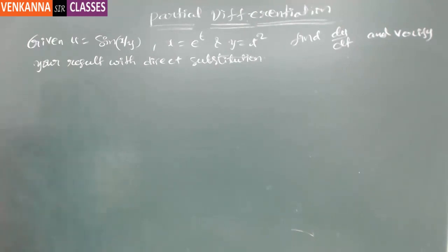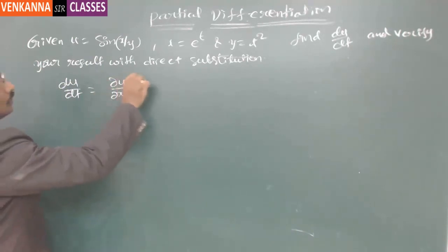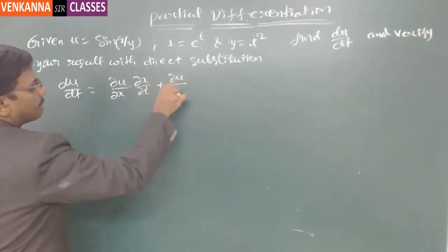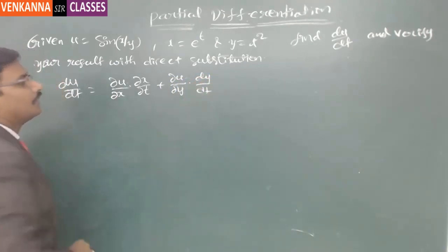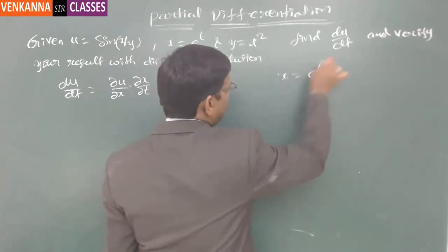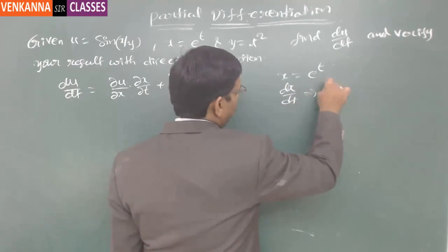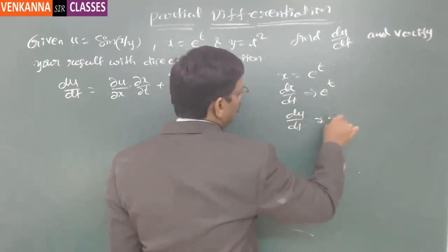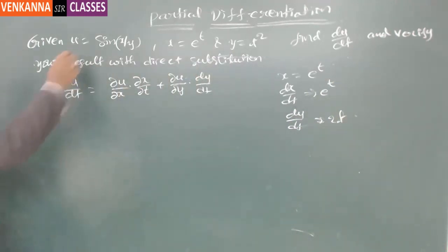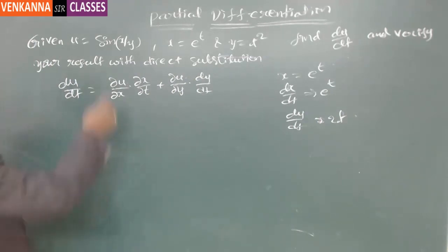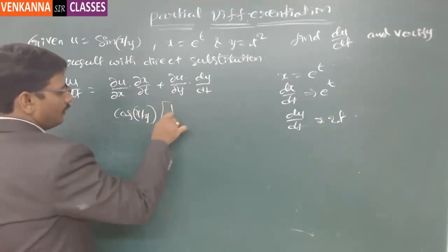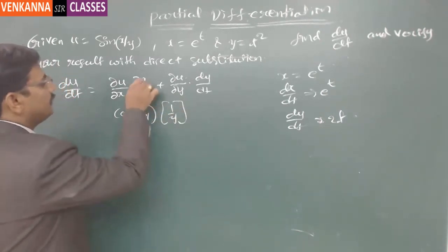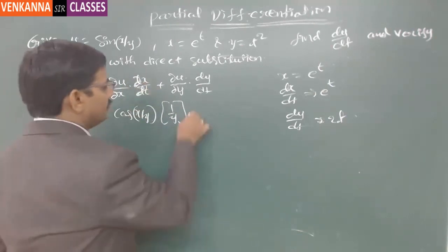Got the answer? So here du by dt is nothing but dou u by dou x into dx by dt plus dou u by dou y into dy by dt. Now here x is equal to e power t, then dx by dt is equal to e power t again, and dy by dt is equal to 2t. So dou u by dou x is nothing but the derivative of sin x by y with respect to x. So the derivative of sine will be cos x by y into the derivative of x by y with respect to x, which will be 1 by y, into dx by dt, which is e power t.